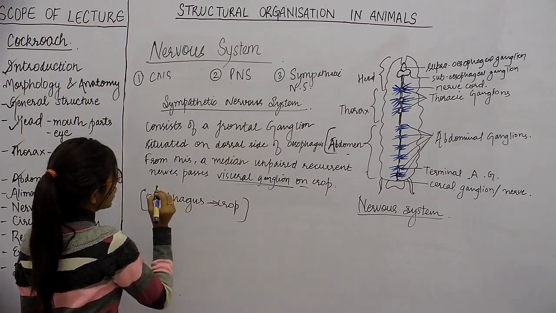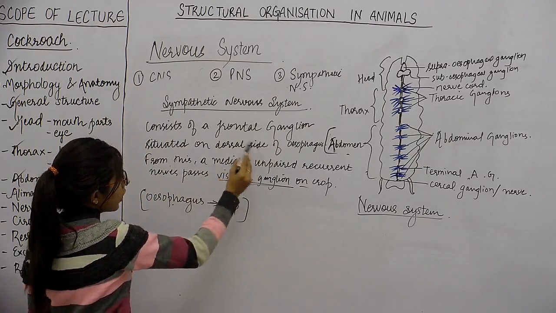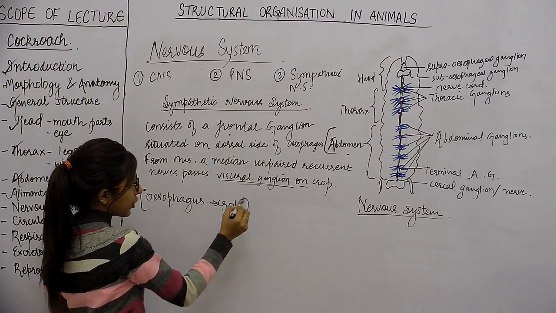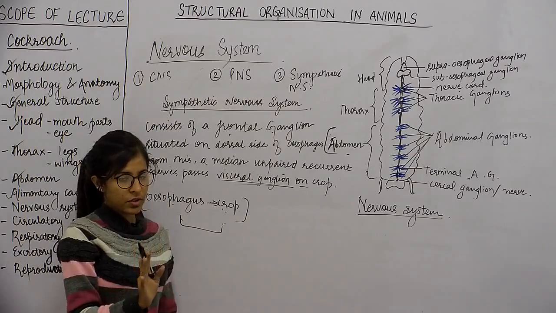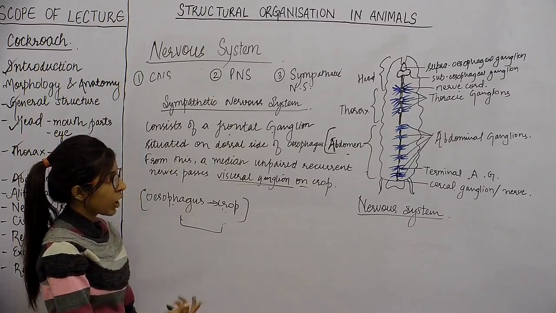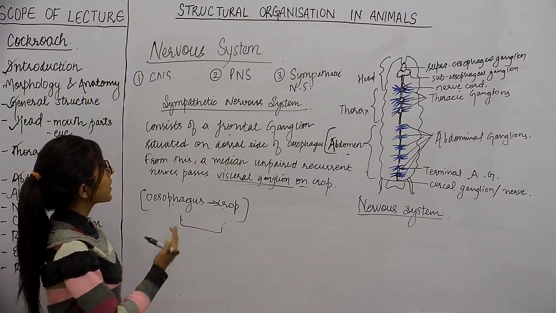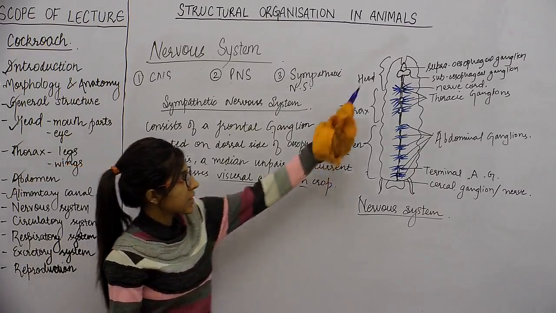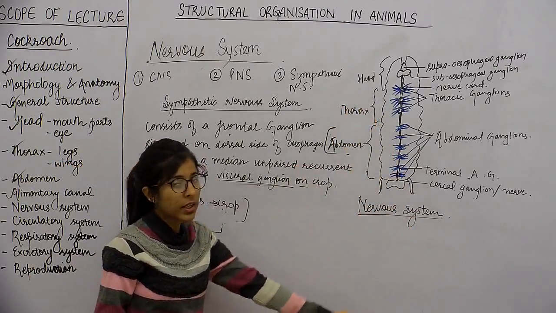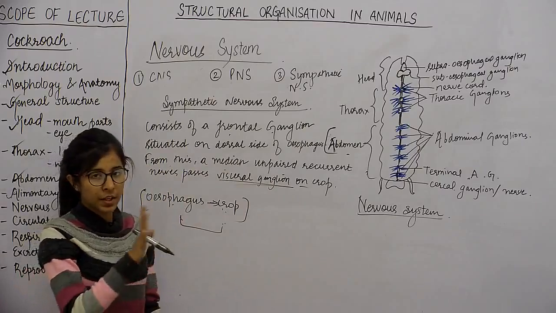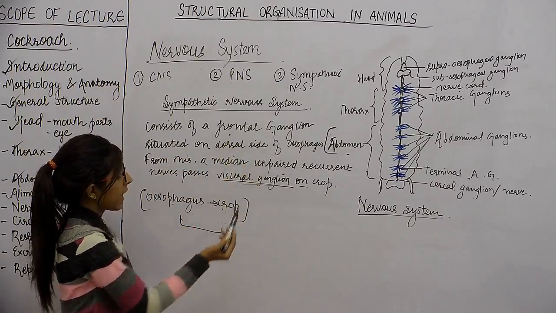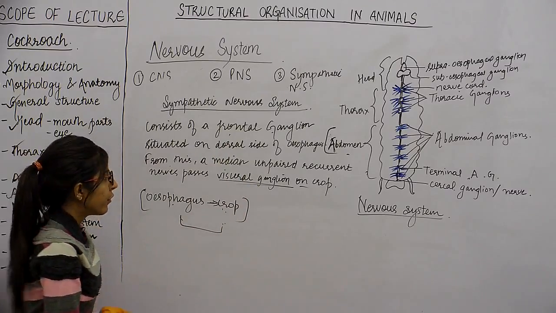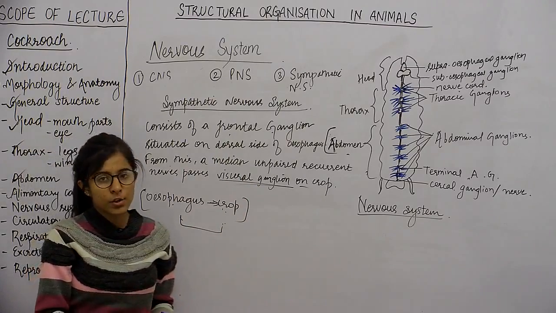esophagus पे present होती है frontal ganglion और यहाँ crop पे present होती है bisecral ganglion. तो ये इन दो को ही connect करता है सर, sympathetic nervous system. So this was all about the nervous system. nervous system में हमने पढ़ा central nervous system जिसमें कि ये सारे तरह की ganglions होती हैं. PNS में सारी nerves आती हैं और sympathetic nervous system में सिर्फ frontal ganglion और bisecral ganglions आती हैं which connects the esophagus to crop.